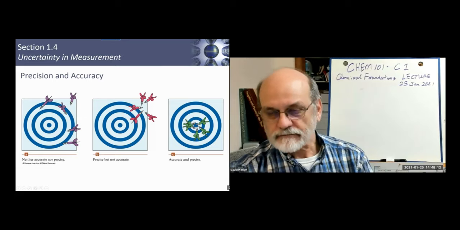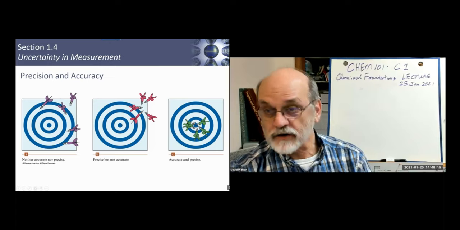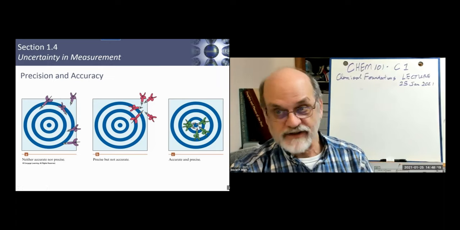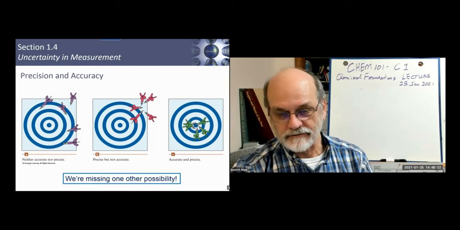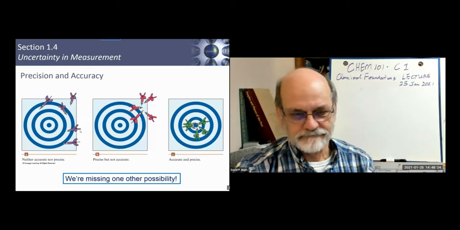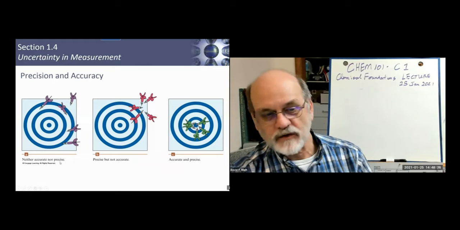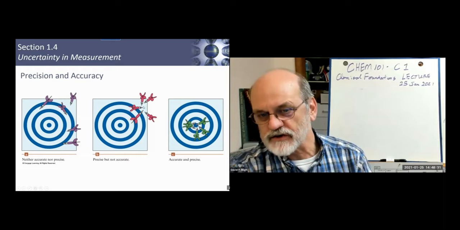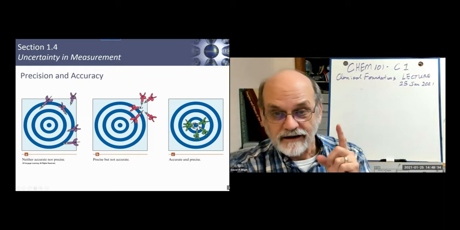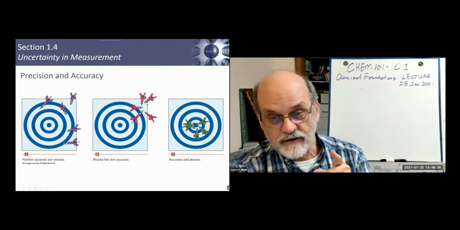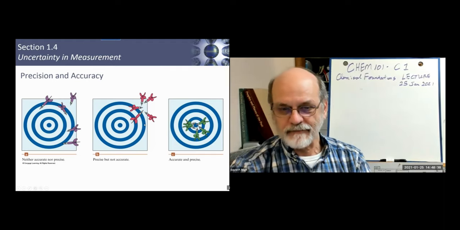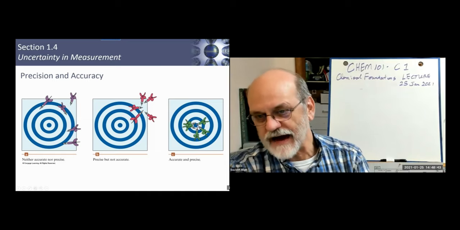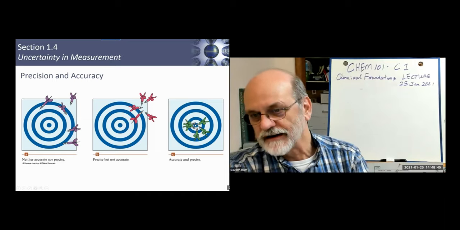How about precision? That's not a very good grouping either, is it? So for this one, we're not accurate and we're not precise. Neither one. Sorry. Neither accurate nor precise. How about this one? Well, that's not accurate either because the average is way out here. But we are precise because they're very closely grouped. Okay. This one is both accurate and precise because the average is very close to the bullseye and they're tightly grouped.